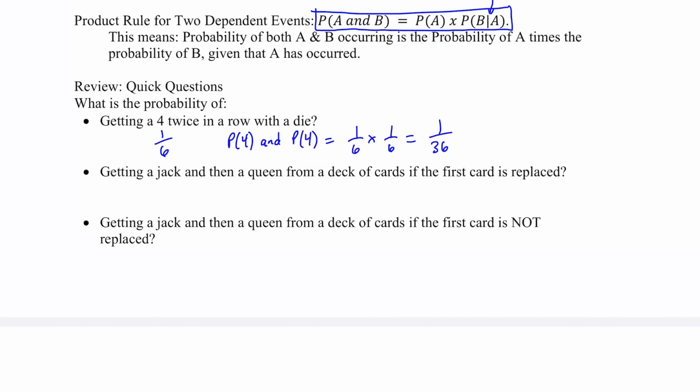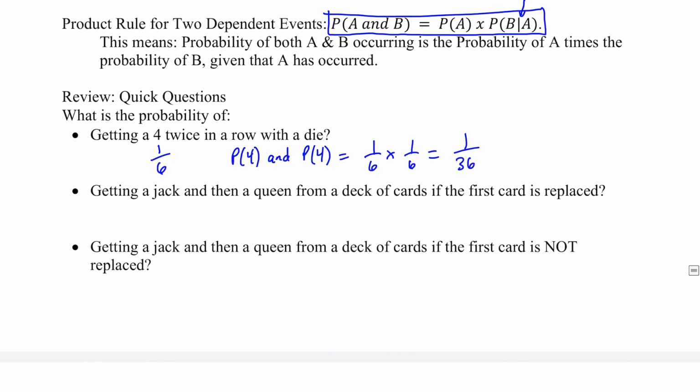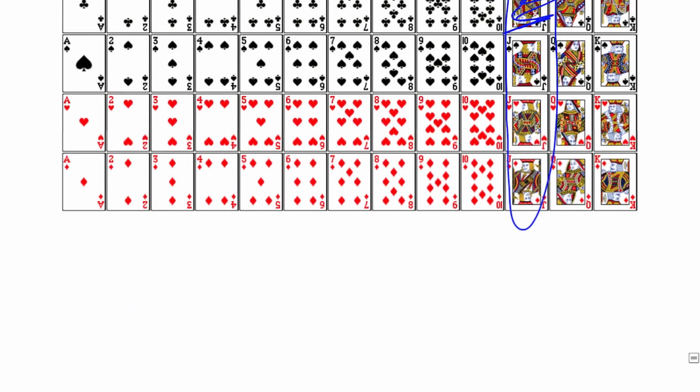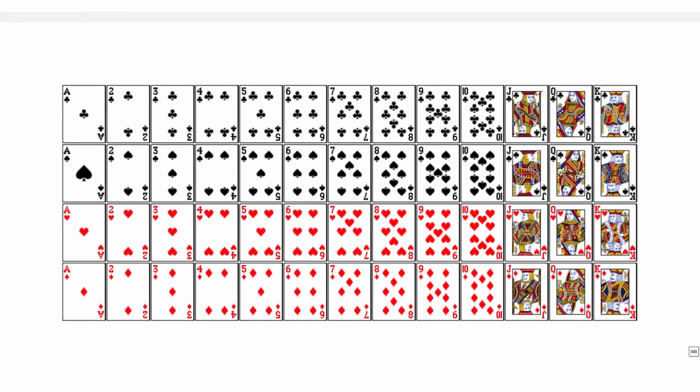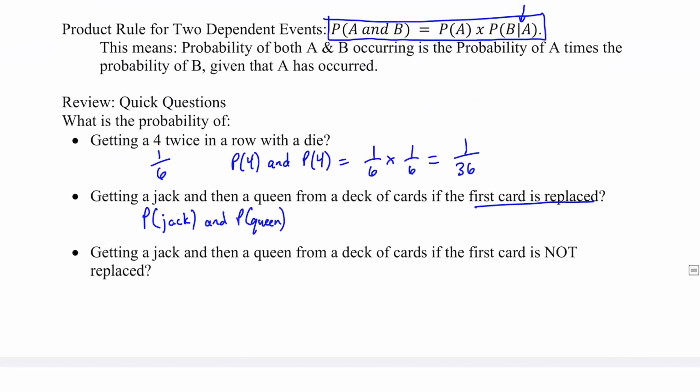What is the probability of getting a jack and then a queen from a deck of cards if the first card is replaced? So the probability of getting a jack and then the probability of getting a queen. The key to this question is the first card is replaced. So the probability of getting a jack is, we have 4 jacks right here. So there are 4 jacks out of the 52 cards.